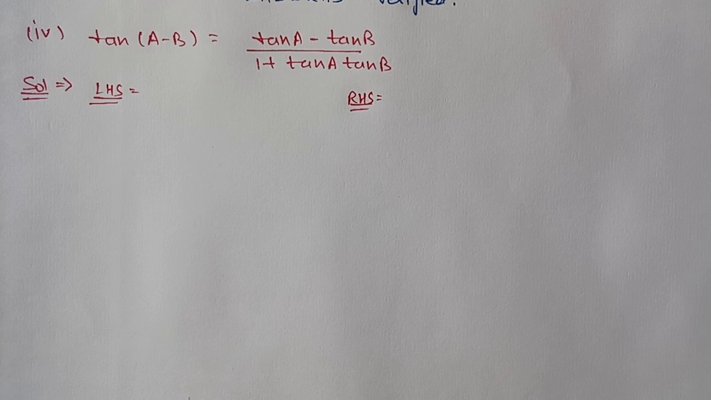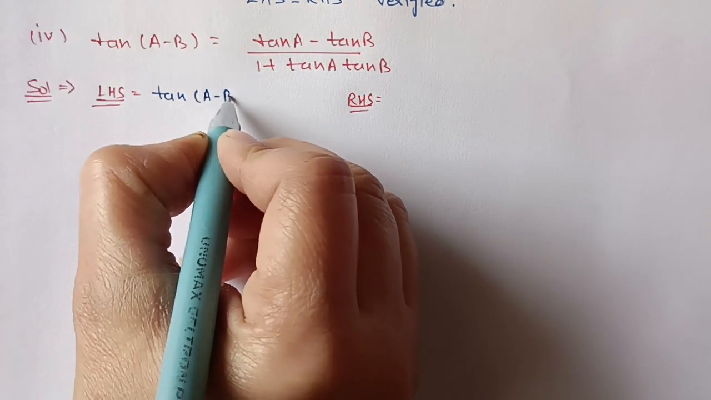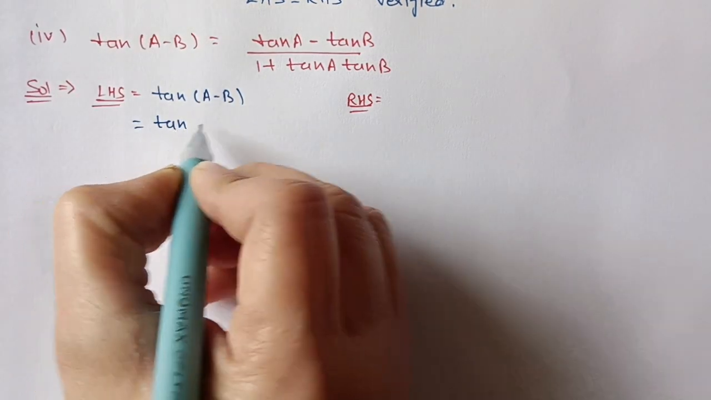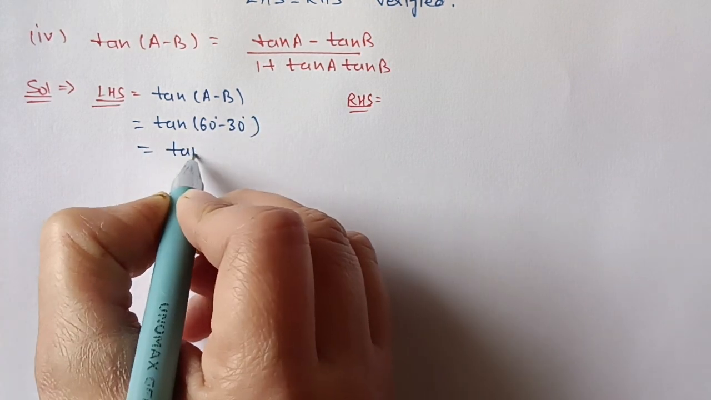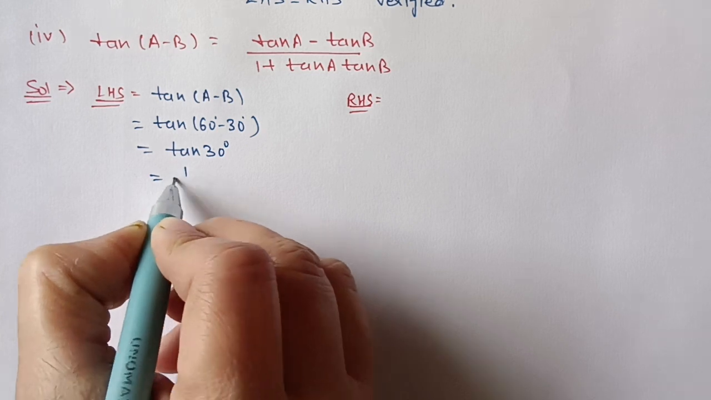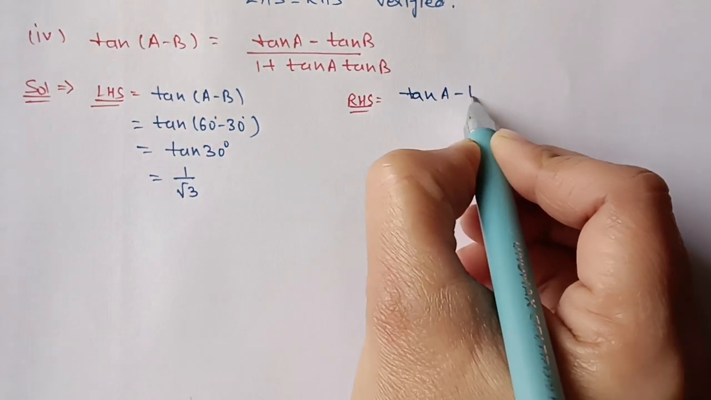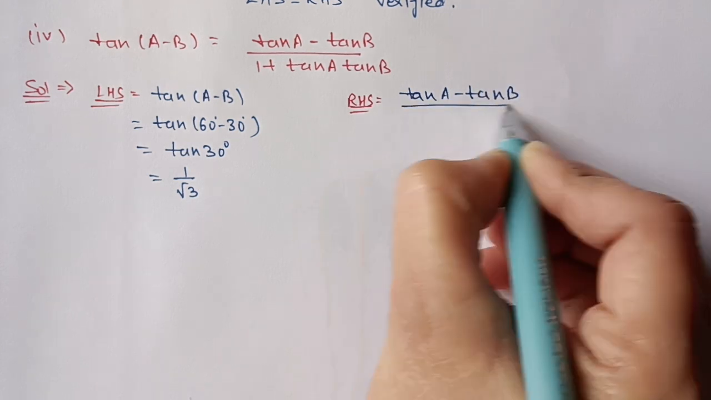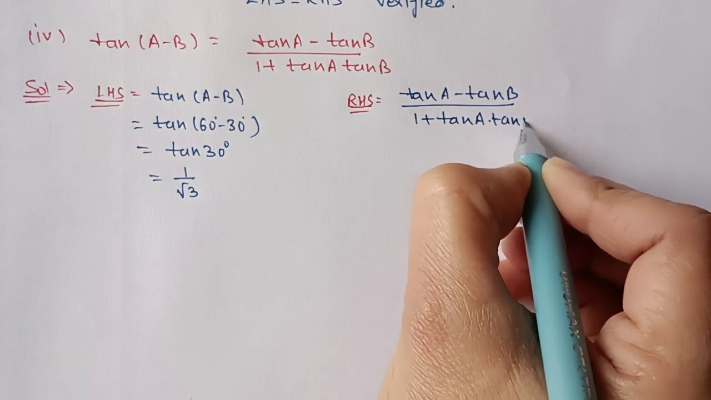Next, 10th question, fourth part, we have to prove tan(A minus B) is equal to (tan A minus tan B) upon (1 plus tan A tan B). So left side I am taking first. Tan(A minus B) means tan(60 minus 30), which is equal to tan 30, and tan 30 value is 1 upon root 3. Right side: (tan A minus tan B) upon (1 plus tan A tan B). Substitute A and B value here.